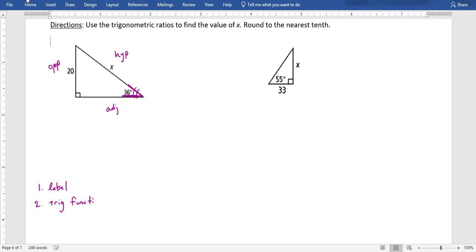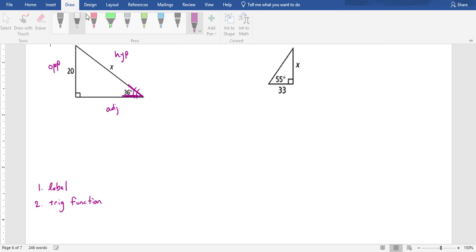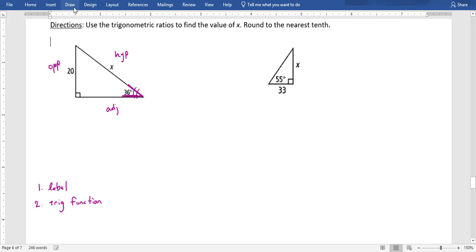Okay, decide about your trig function. In this case, I'm going to do this in a different color because I think that'll be easiest for us to see. Opposite has a number and hypotenuse has a variable. Adjacent doesn't have anything. It doesn't have a variable or a number, so we're actually not going to use adjacent. That means we're going to use hypotenuse and opposite.